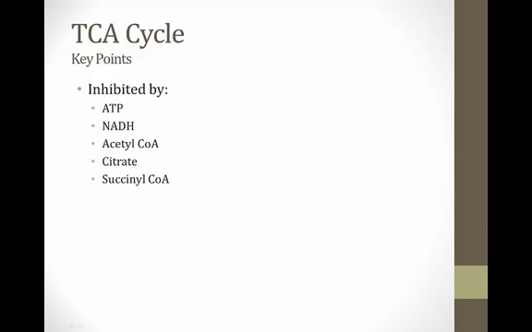I'll finish with a few summary slides. Here are all the inhibitors of the TCA cycle: ATP, NADH, acetyl-CoA, citrate, and succinyl-CoA. All of these things rise inside of cells when there are lots of energy sources available, and therefore the cell wants to slow down the TCA cycle.